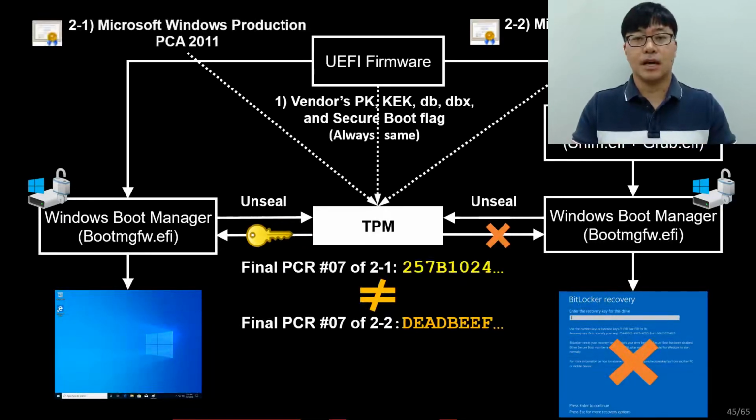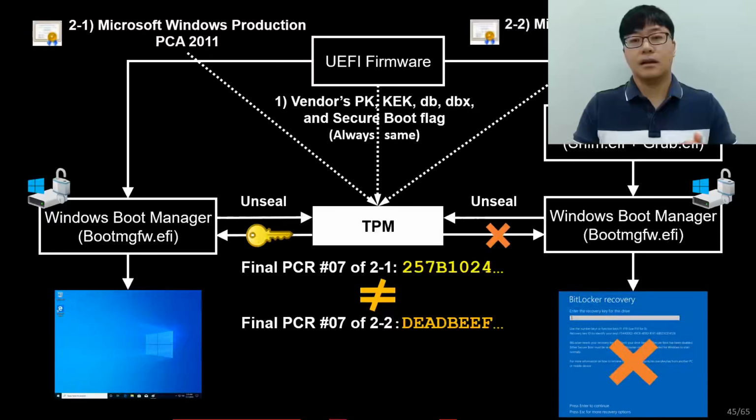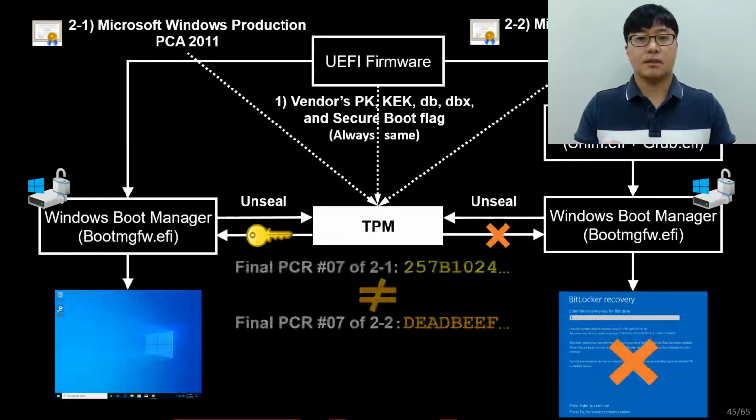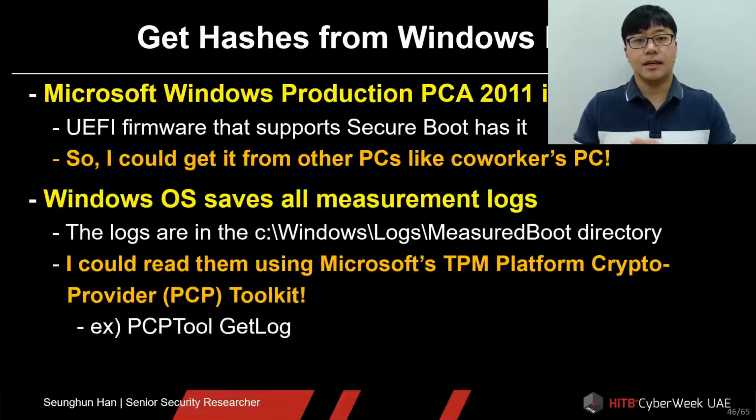In the case of Windows, Microsoft Windows Production PCA is used. However, in the case of Linux, Microsoft Corporation UEFI CA is used. Because of this reason, PCR number 7 is not the same. Fortunately, getting a hash of Microsoft Windows Production PCA is easy because Secure Boot has been widely deployed and I could get it from other PCs.